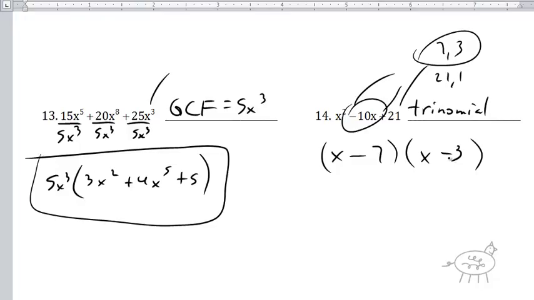Okay, so that's it, math fans. That is kind of all three types of factoring in one worksheet, which again is what your quizzes and tests are going to be like. So make sure you're able to identify the difference between those three different types of factoring.